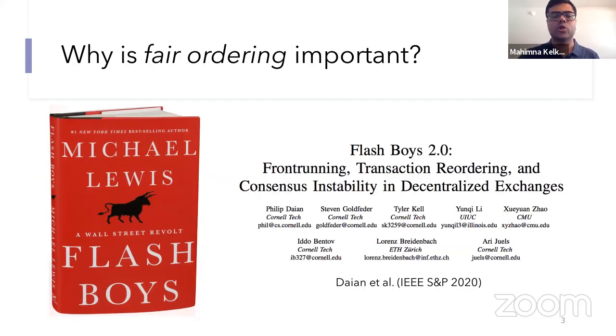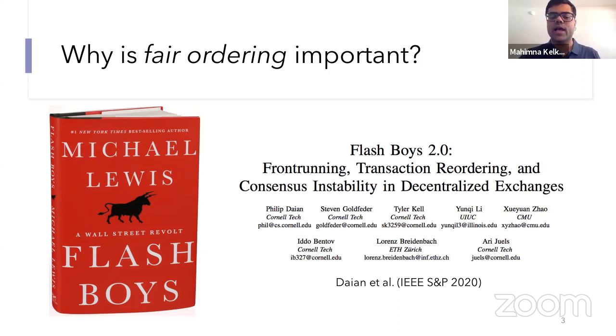So this brings us to the central question that we try to answer in our paper: why exactly is fair ordering so important? I'll briefly highlight two main motivations, but please see our paper for the full details. The biggest motivator for order fairness is seen in the context of decentralized exchanges. And here results could actually be catastrophic without fair ordering. There was a recent paper by Phil Daian and others at S&P 2020, which showed the rampant rise of bots on the Ethereum network, which wait to make profits from unsuspecting users by manipulating the transaction ordering.